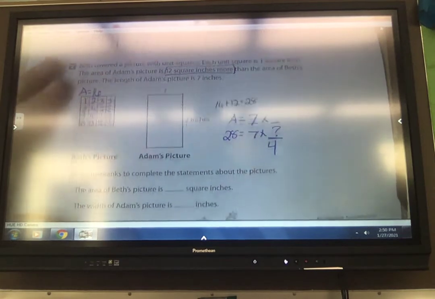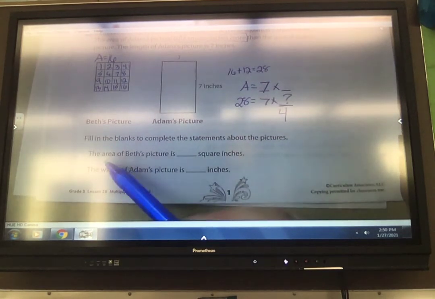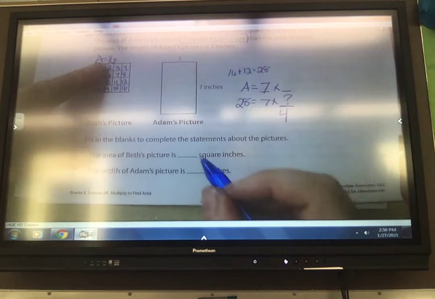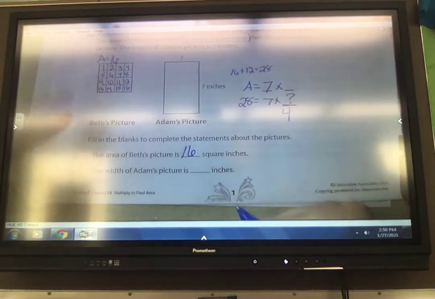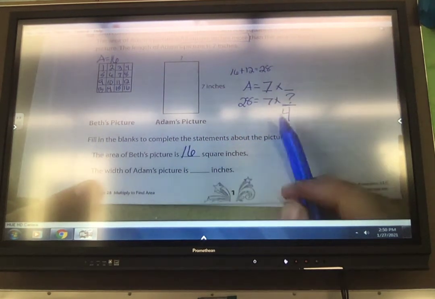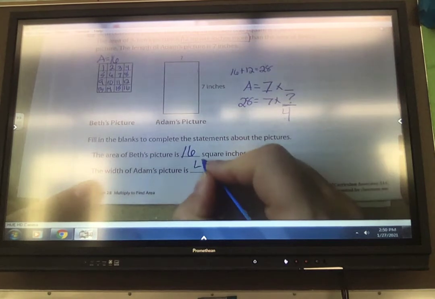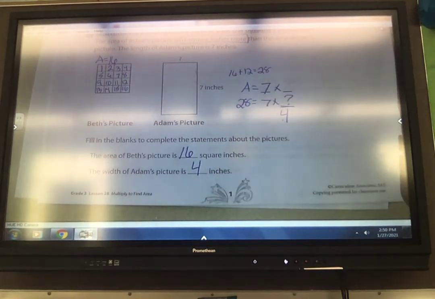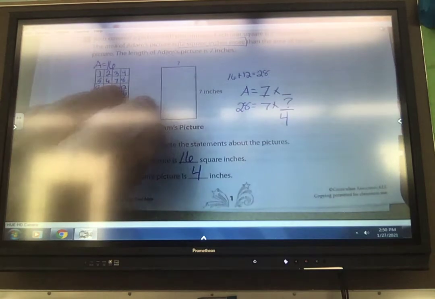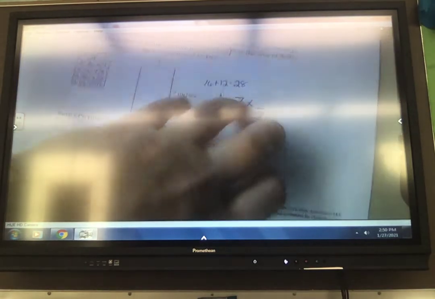So let's fill in the blanks that we've worked out. The area of Beth's picture, I counted 16 squares. The width of Adam's picture, we figured out, would be 4. So 16 and 4 are your two answers. Okay, let's go to the back of this page.